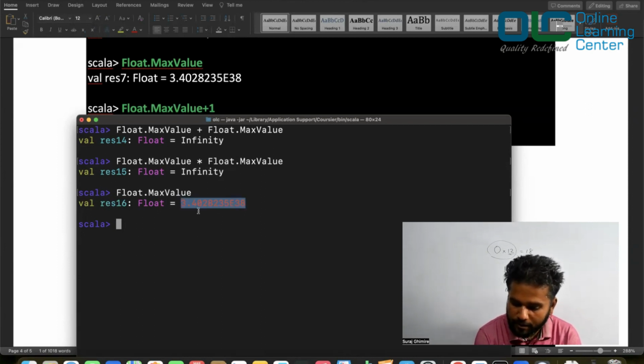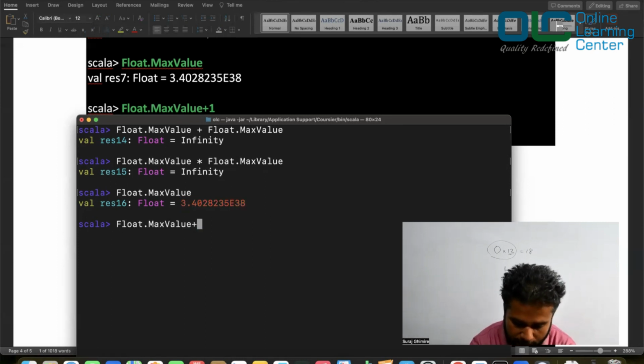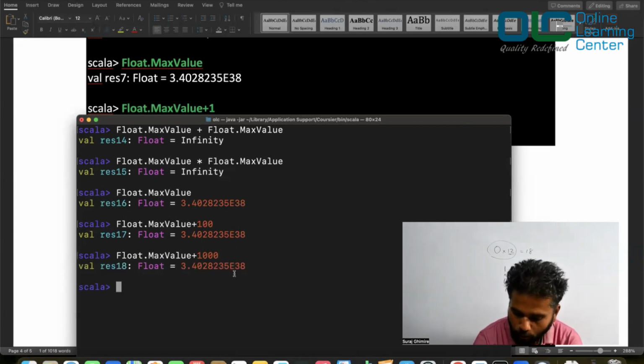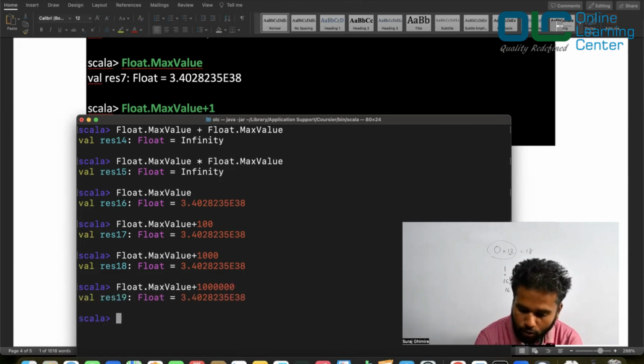What is the meaning of this, we will see that. Now similarly, let's try max value plus 100. It is actually giving me something very similar. Keep doing this, it will give you something very similar, but one time will come when it says, hey, looks like I cannot hold beyond this, and then it will throw you infinity.